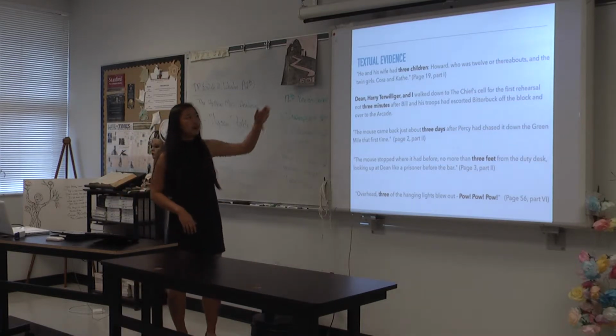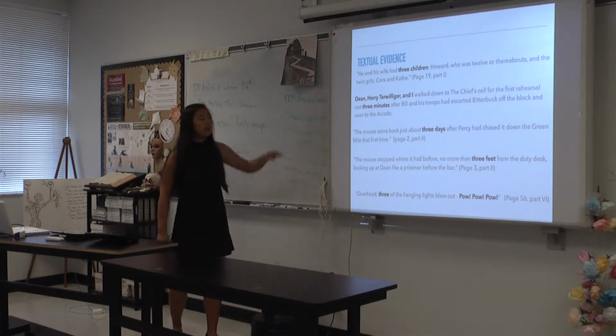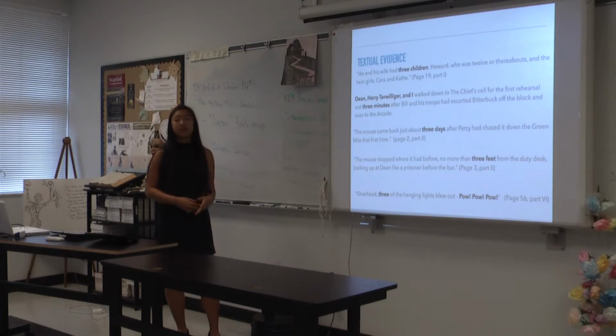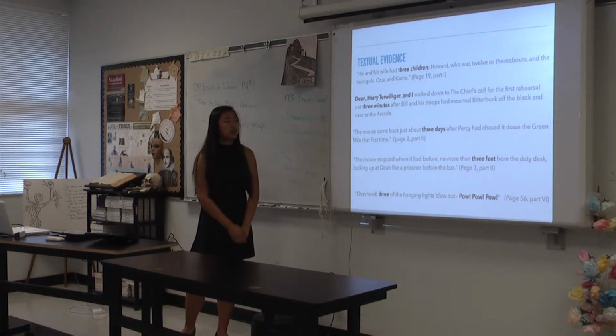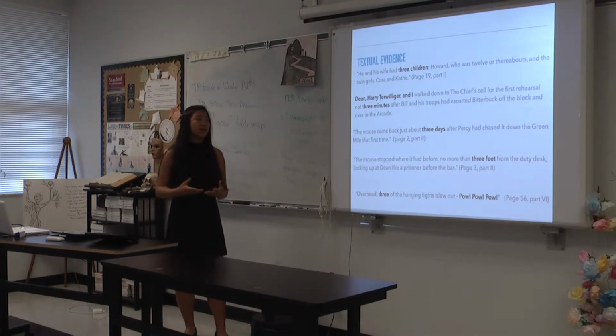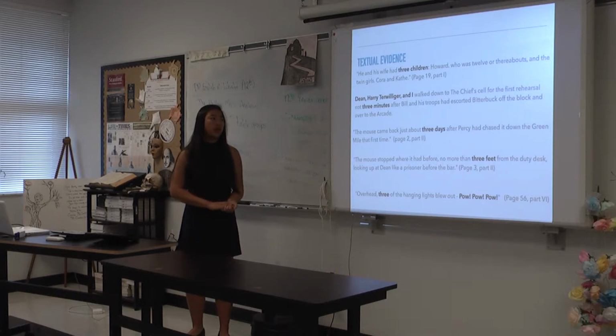You can see that it comes in 3 children, so Dedric's 3 children. The guards are again presented in 3 during Bitterbuck's execution rehearsal, and another time interval of 3 during his execution rehearsal. Mr. Jingles also follows the rule of 3 in time intervals. After Percy chases him down the mile, he comes back 3 days later.